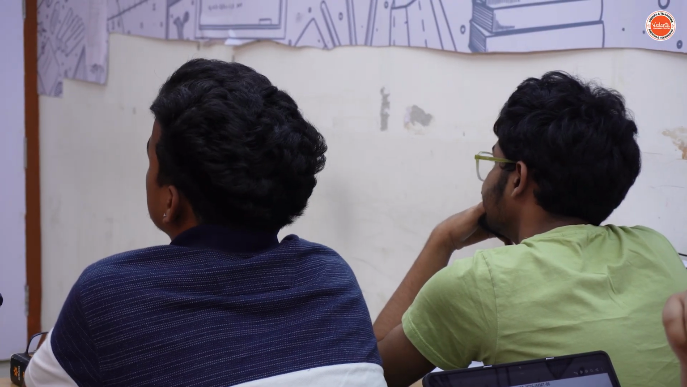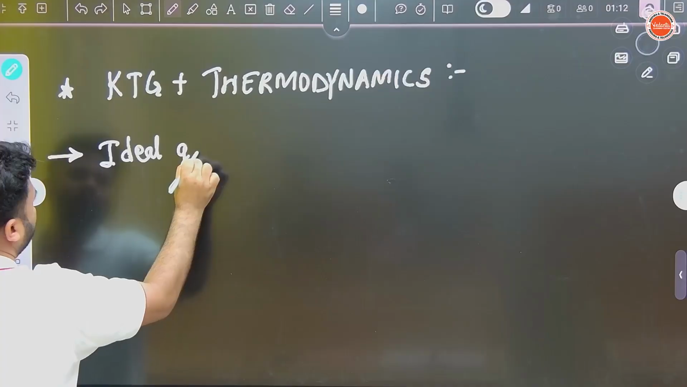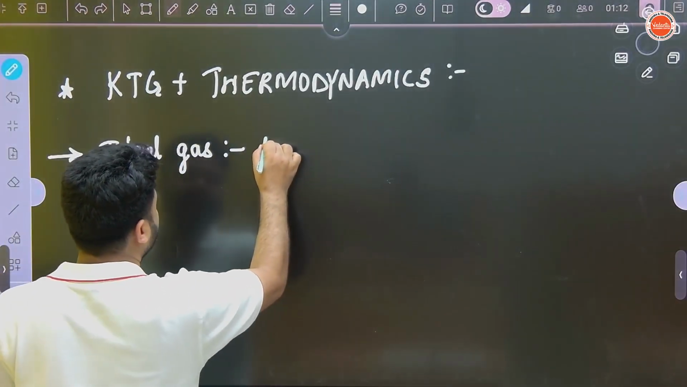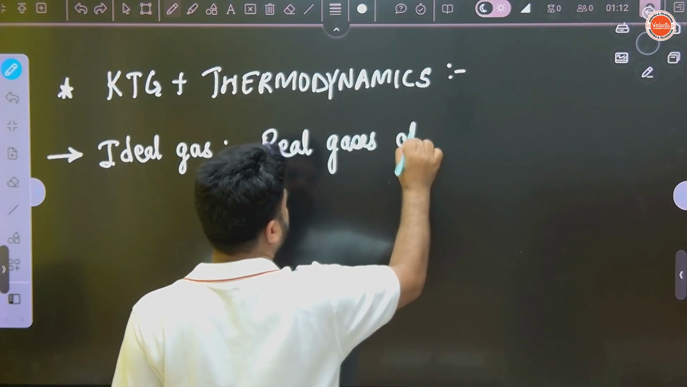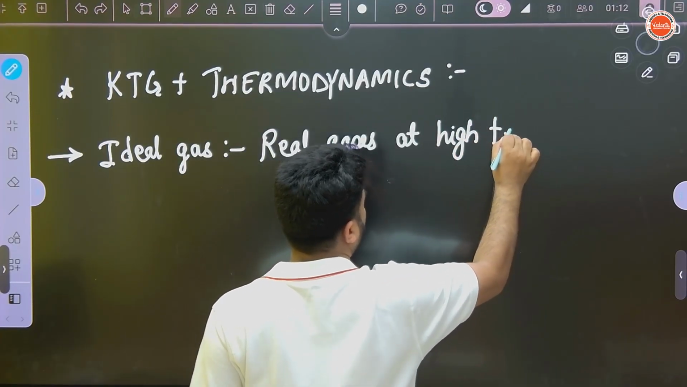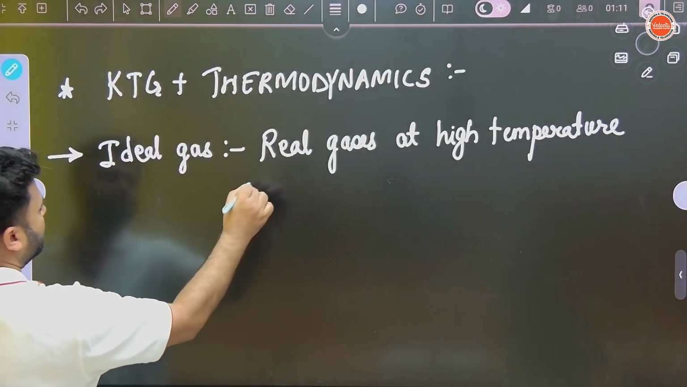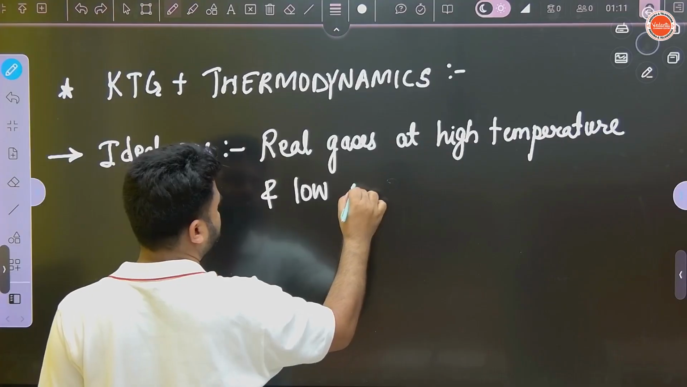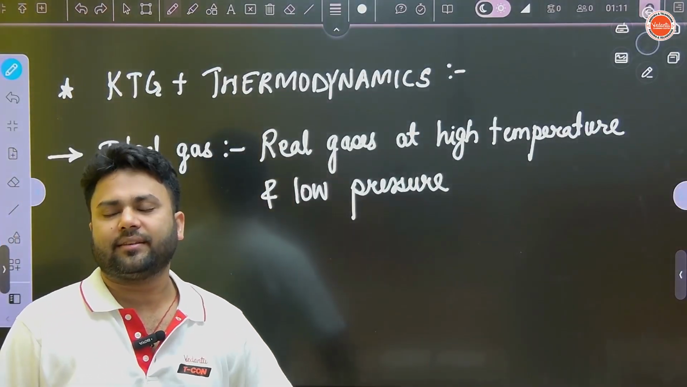So see, first of all, ideal gas. What we assume is that all the real gases at high temperature, which should be very high, and low pressure, behave as ideal gas.